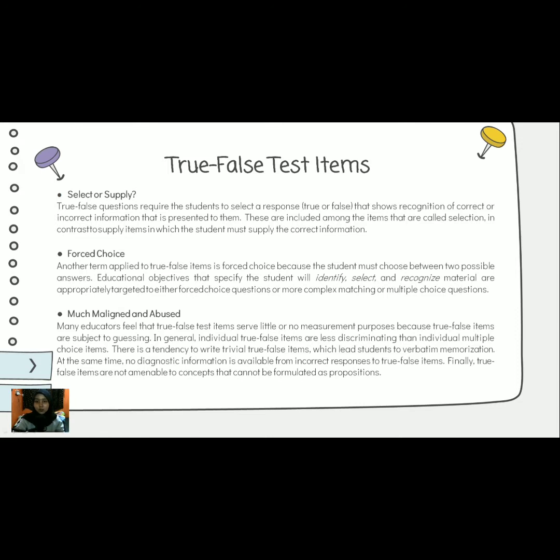In the most basic format, true-false questions are those in which a statement is presented and the student indicates in some manner whether the statement is true or false. In other words, there are only two possible responses for each item, and the student chooses between them.